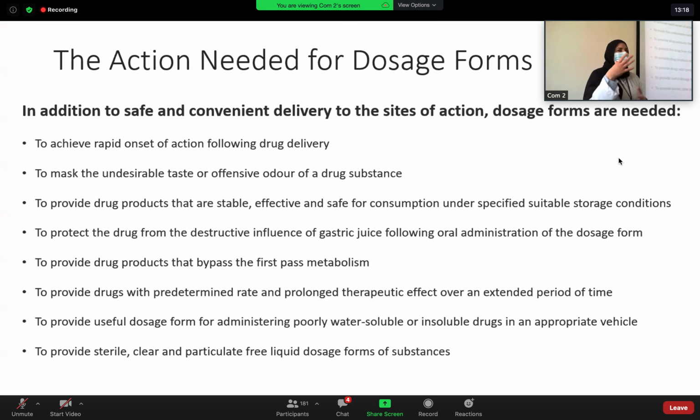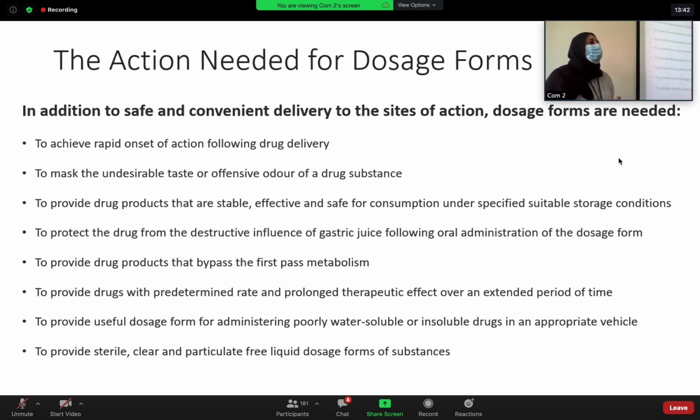Sometimes the powders, in general powders, tend to protect the medications. When you formulate it into a powder formulation, those medications will stay stable for a certain time until you dissolve it and intend to administer it at that time. The last one is to provide a sterile, clear, and particulate-free liquid dosage form of a substance.